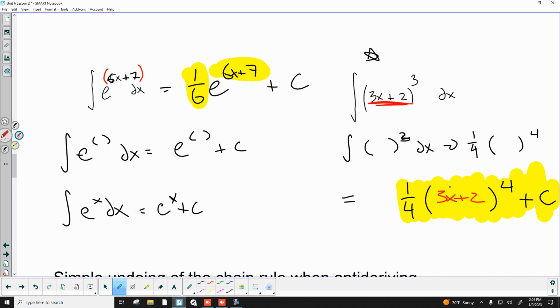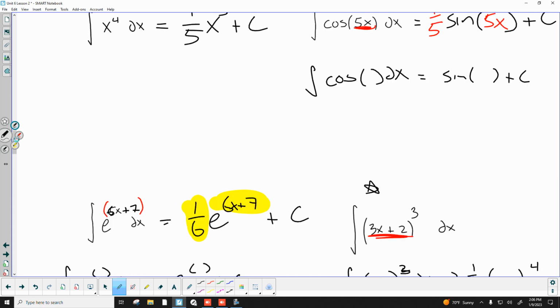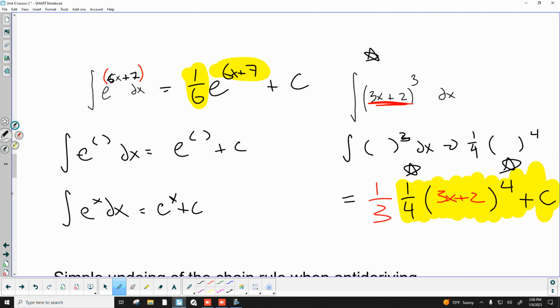I'm not writing this down. I'm not writing an O and an I for this. I need you guys to just know why you need a 1/3 and a 1/4. The 1/4 comes from the 4. The 1/3 comes from the 3x plus 2. Okay? Giving us 1/12 (3x plus 2) to the 4th plus C. The answer was both.